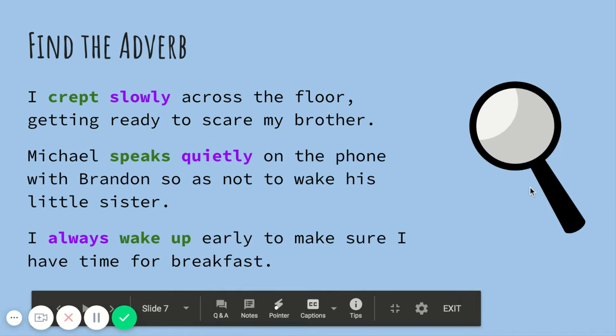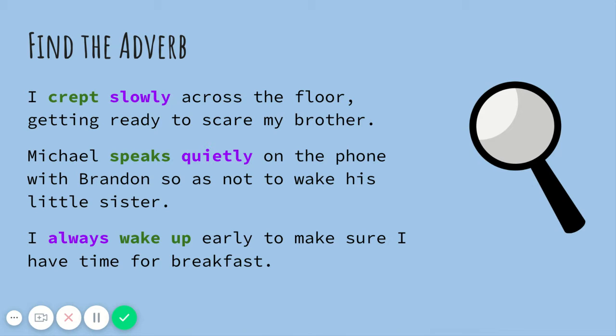Now, here I did exactly what I said I would do, right? I highlighted each verb in green and I highlighted each adverb in purple. So that first sentence says, I crept slowly across the floor, getting ready to scare my brother. If someone crept, that is the past tense, and it's kind of a funky word. That is the past tense of the word creep. So when you creep into a room, you're doing it stealthily, right? Or carefully. Now this person, in this case, it says, I crept slowly across the floor. So our verb is to creep, and our adverb is slowly, telling how this person chose to creep across the floor in order to scare their brother.